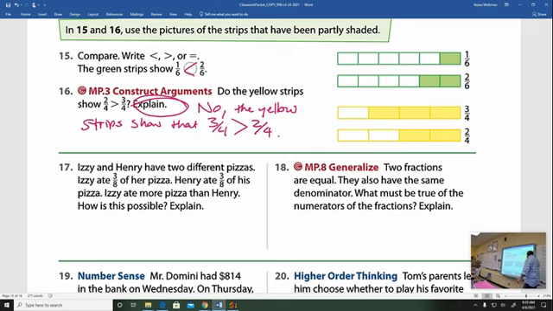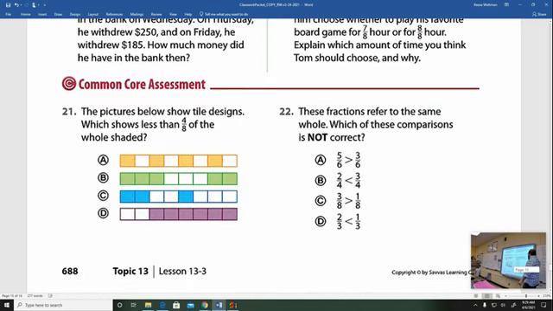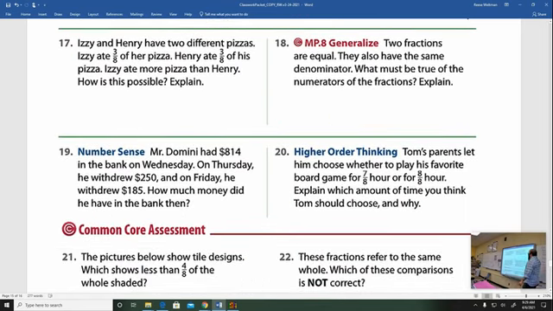Well, let's talk about that pizza one. Let me talk about that first because I know that we have a couple different arguments on that one. Izzy and Henry have two, here's the important part, guys. That's what I always say. Circle, highlight, underline the important information. They have two different pizzas. Izzy ate 3/8 of her pizza, Henry ate 3/8 of his pizza, but Izzy ate more pizza than Henry. How is this possible? And again, explain.